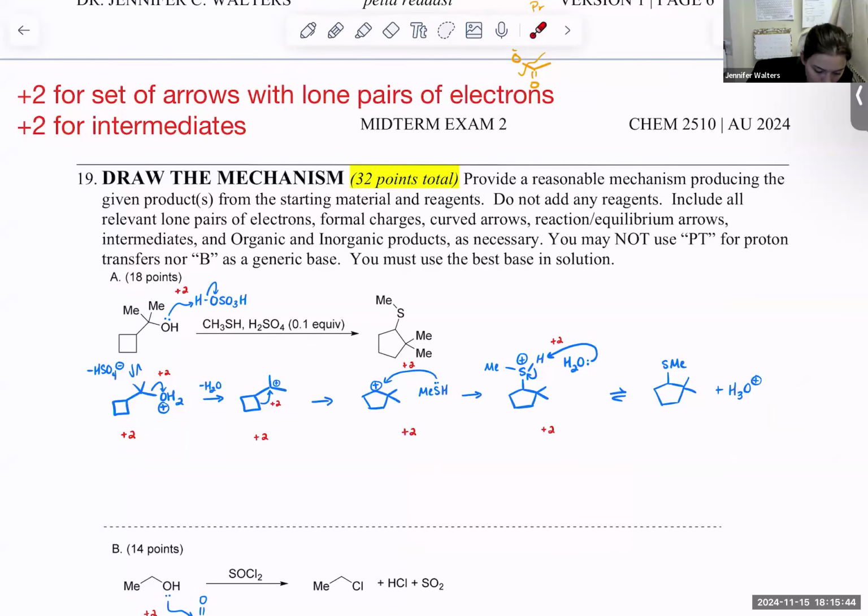19. For part A, this is the exact mechanism that I did in lecture. That was also in the book. So even if you didn't remember that or didn't attend lecture, we can still absolutely do it. Remember that we need to rationalize the products that are being formed. You do not get to use any other reagents than the ones that are given. This is what you must use.